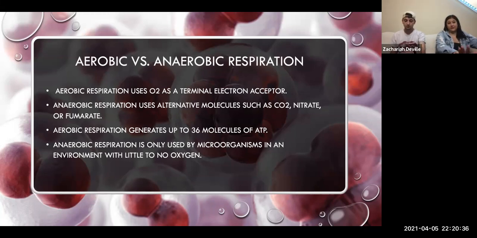Aerobic versus anaerobic respiration. Aerobic respiration uses O2 as terminal electron acceptors, whereas anaerobic respiration uses alternative molecules such as the inorganic compounds CO2 and nitrate, or the organic compound fumarate. Aerobic respiration also generates up to 36 molecules of ATP versus fermentation, which only has 2. Anaerobic respiration is only used by microorganisms in environments with little to no oxygen.